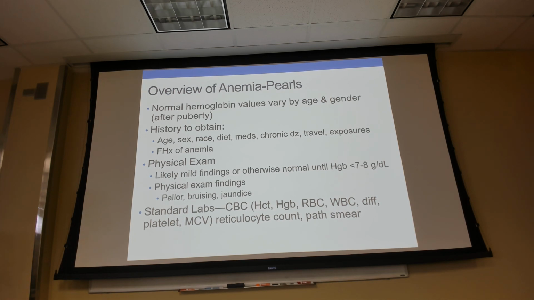Your history is going to be your history. You're still going to ask, do you have something that could affect your red blood cells? Are you taking something? Did you travel somewhere? Do you have a family history that can impact those red blood cells? Again, most of the time you won't notice something on exam. Kids are going to compensate really, really well until they get down into a hemoglobin of 7 to 8.